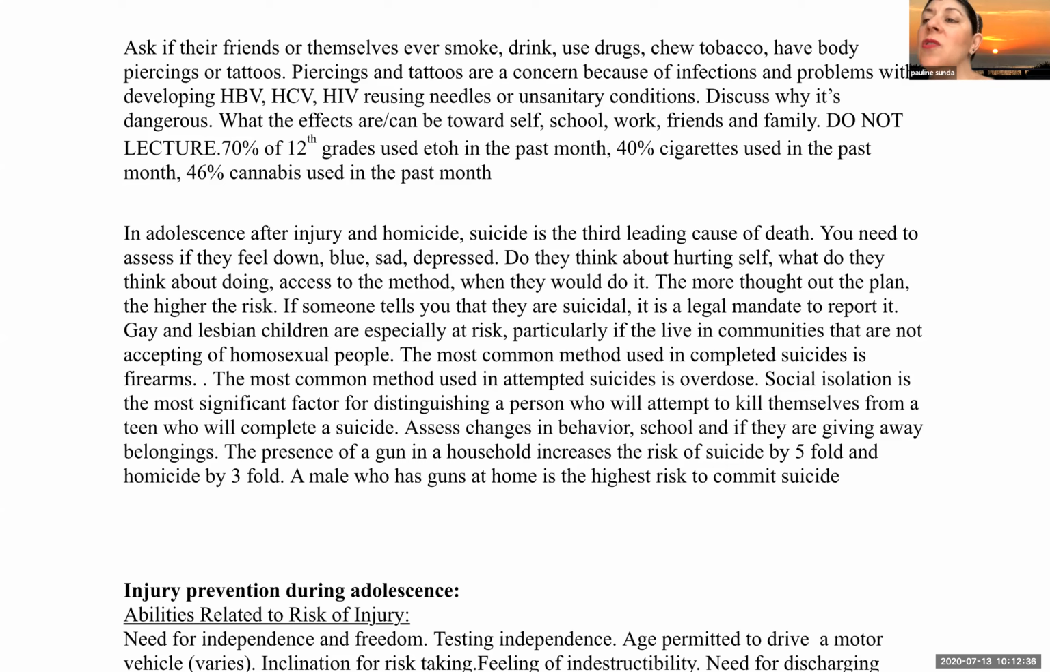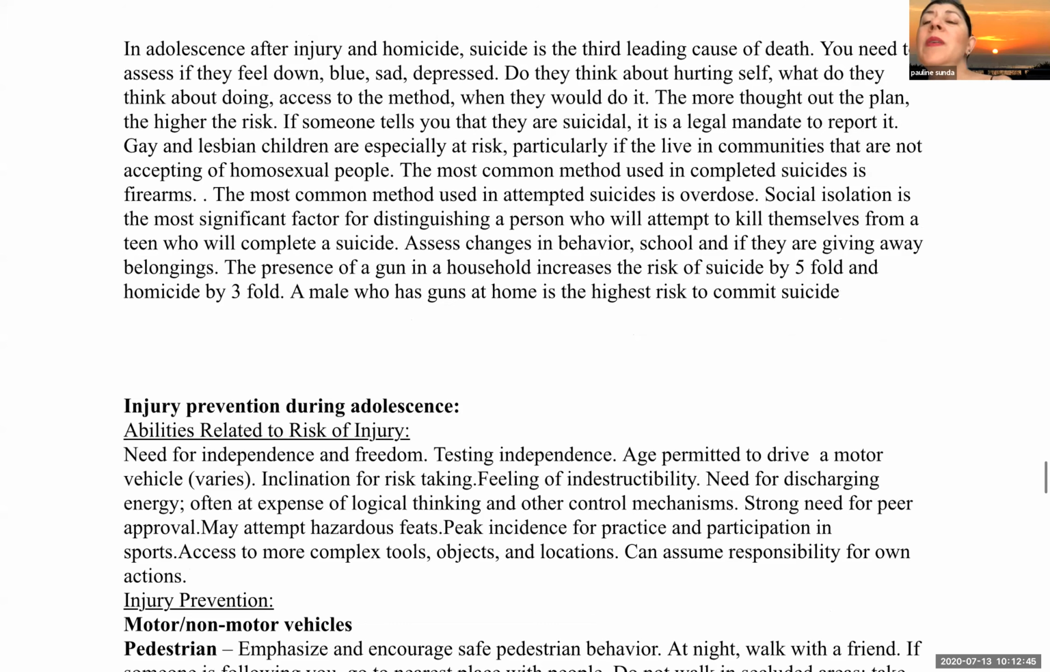If somebody tells you that they are suicidal, remember, you cannot keep this confidential. You have a legal mandate to report it. Gay and lesbian children are at especially high risk for suicide, especially when they live in communities that are not accepting of homosexual people or non-cisgendered people. The most common method used in completed suicides is firearms. The most common method used in attempted suicide is overdose.